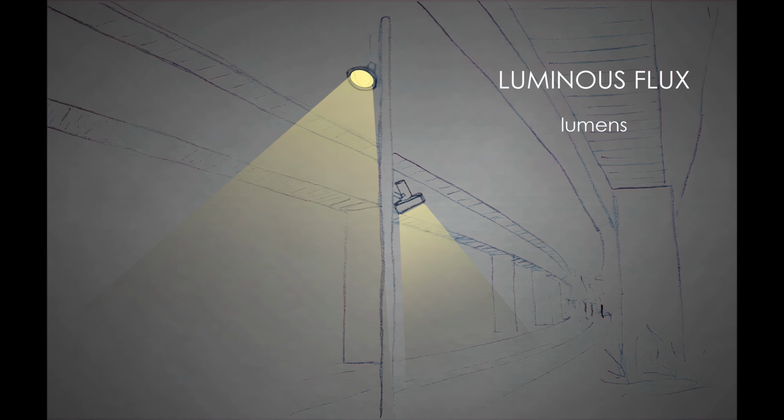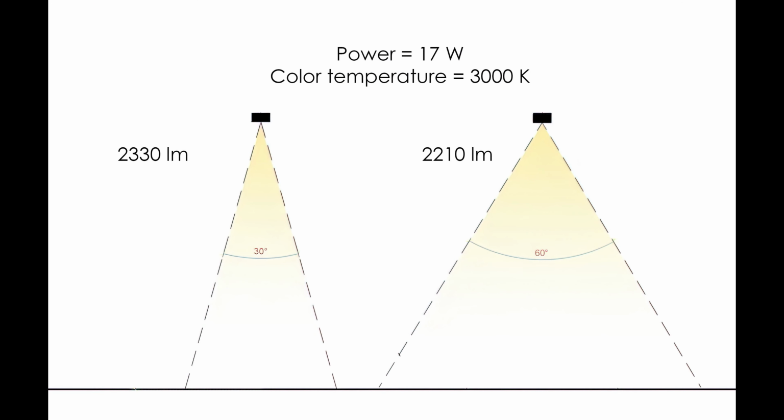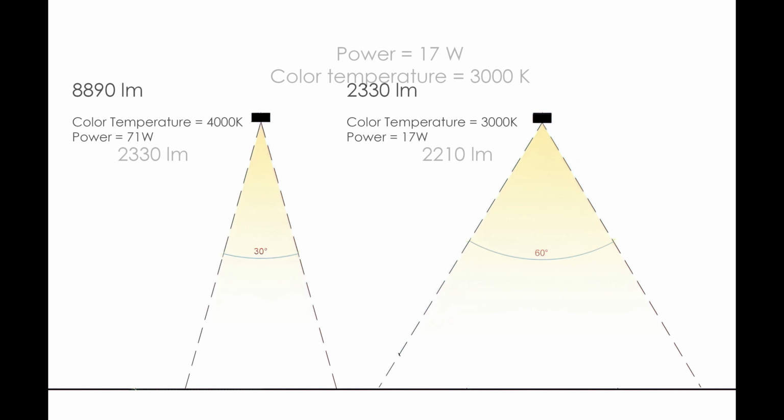What is luminous flux? Luminous flux is the total amount of light a lamp puts out. The unit of measure for luminous flux is the lumen. Manufacturers give this information. In this example, we are showing data from ARNE luminaires. Both have the same power and color temperature, but when the angle is narrower, you are going to have more luminous flux. In the next example, we changed the power and the color temperature so you can see the huge difference in magnitude when you do a specification to a luminaire.